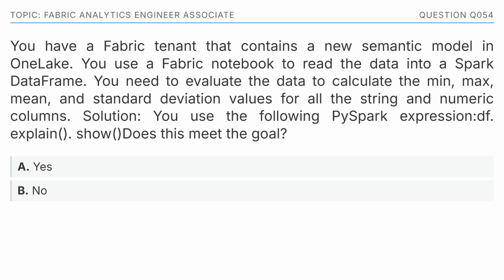You have a Fabric tenant that contains a new semantic model in OneLake. You use a Fabric notebook to read the data into a Spark data frame. You need to evaluate the data to calculate the min, max, mean, and standard deviation values for all the string and numeric columns. Solution: you use the following PySpark expression, df.explain().show(). Does this meet the goal?